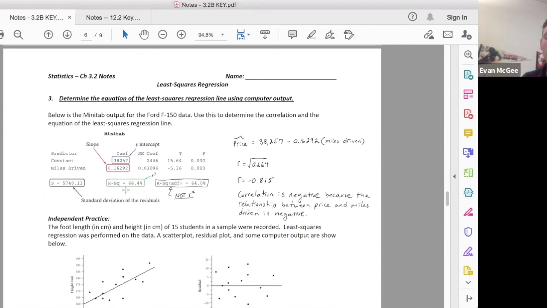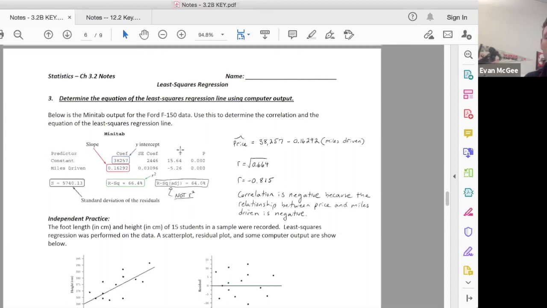Remember, R squared is the variation in Y, so price, explained by the variation in X, which would be the miles driven in this case. We are never going to use the R squared adjusted value, so you don't need to worry about this. I just see people mix them up all the time, so I want to make sure you're aware of that.